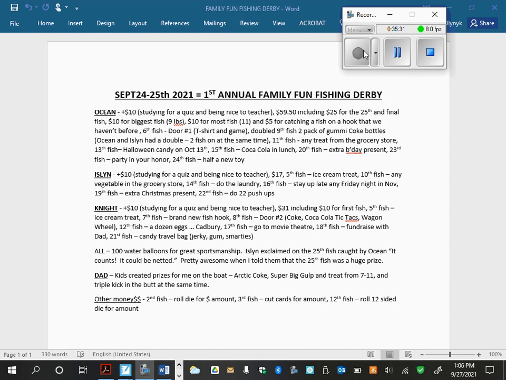And I was so excited about Island's sportsmanship because I told them the 25th fish is the biggest prize, and Ocean caught it, and Island screamed, "It counts!" Because we have the rule, if you can net it, it counts, even if they get away. But she screamed, "It counts, it counts!" Which I thought, that's great from Island because she doesn't win the $25, her sister does. But that was one of my big highlights of the weekend, just that comment there.